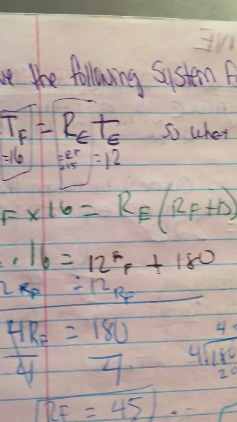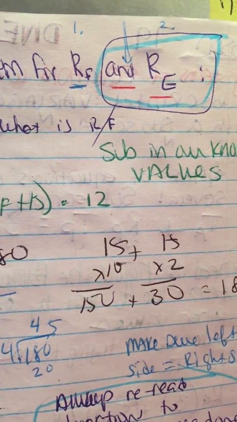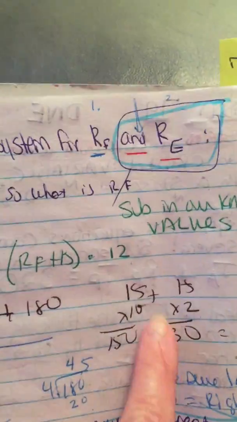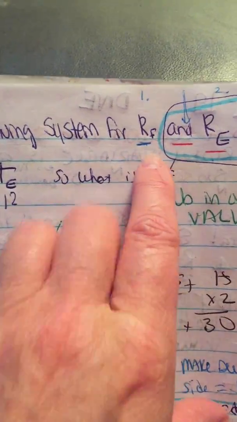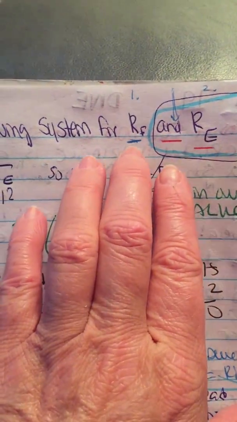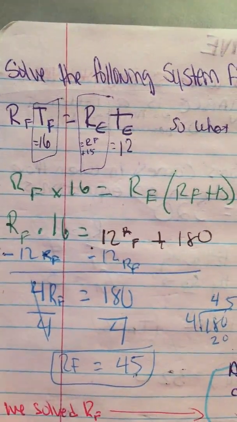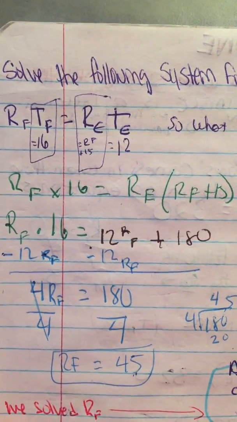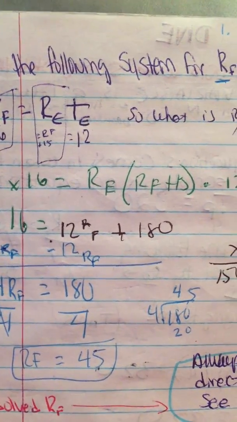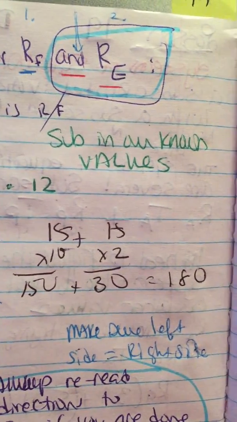Lesson 79, we're going to solve the following systems for RF and RE. So don't stop at RF. Make sure you read the directions again every time you think you're finished, because you've got to make sure that you've done everything. RF times TF equals RE times TE. So what is RF?